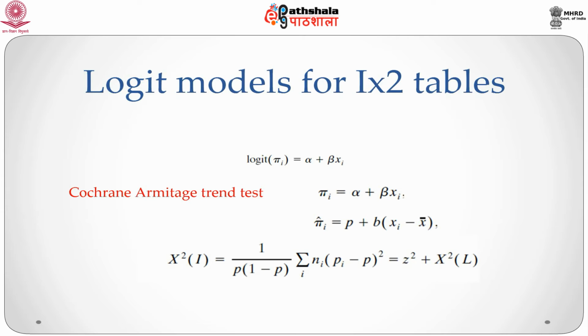the usual regression coefficient. The Pearson statistic for testing independence is then X square I, given by 1 over p into 1 minus p summation of I n i pi minus p bar square, which is of the form z square plus X square L. Well, X square L is equal to 1 over p into 1 minus p summation n i pi minus pi I hat square. When the linear probability model holds, X square L is asymptotically chi-square with degrees of freedom I minus 2. The statistic z square with df equal to 1 can be used to test the hypothesis H naught beta equal to 0, that is, the test for the linear trend in the proportion. This test of independence using this statistic is called the Cochran-Armitage trend test.